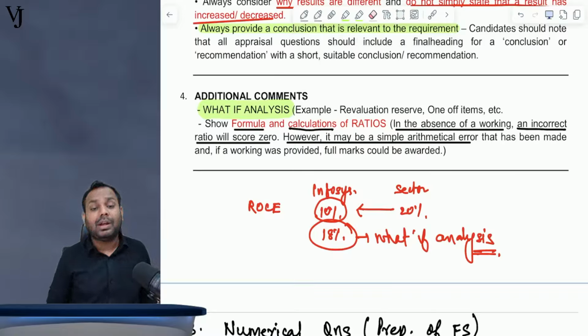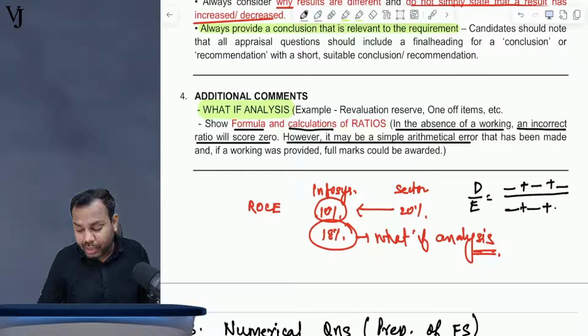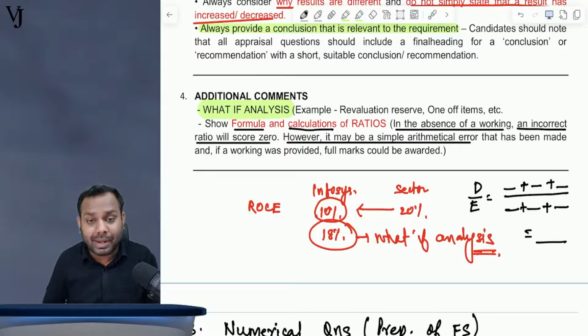Let's suppose you are calculating the debt equity ratio. You have to write the formula: first write debt by equity. Then write what components of debt you have taken and what components of equity you have taken. Write everything and then calculate the ratio. Even if there is any arithmetical error, you will still get some marks. Is that clear, everyone?